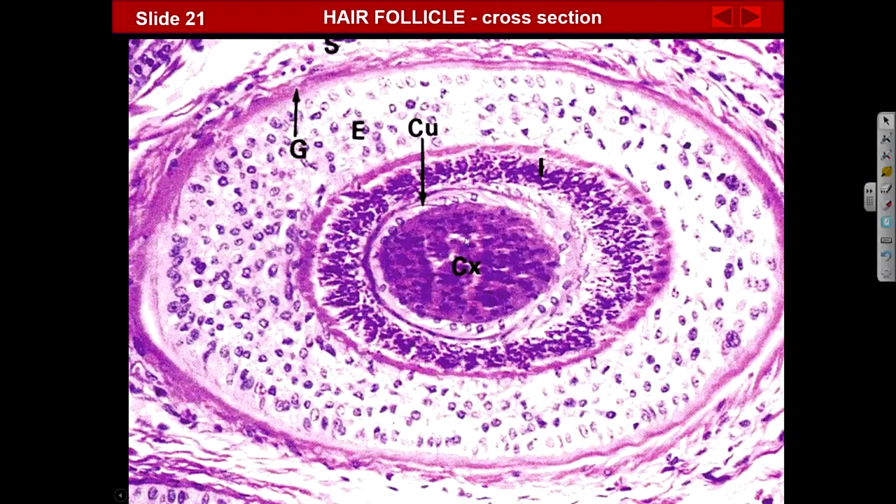In cross-section, here's the shaft. It looks like it's all cortex. I can't see a medulla here. The internal root sheath, the external root sheath. Any questions?